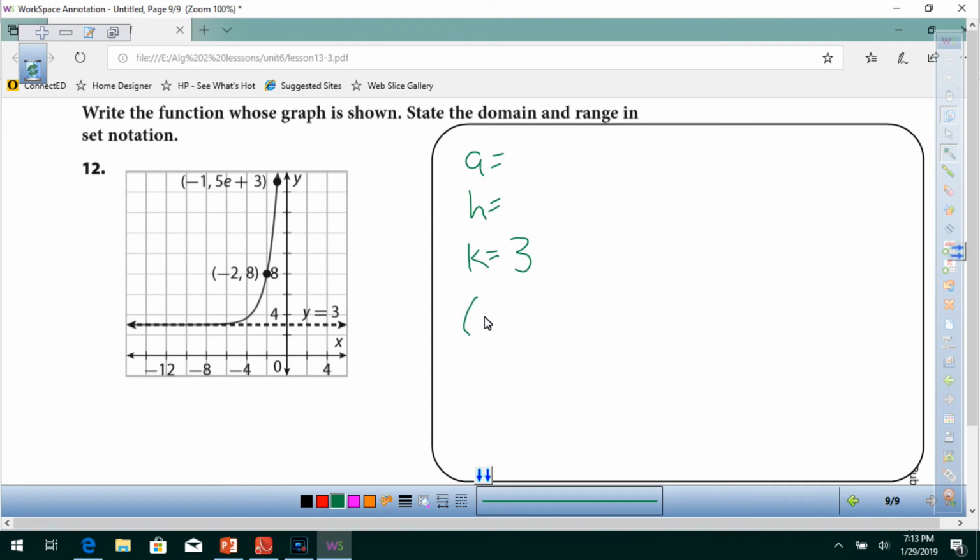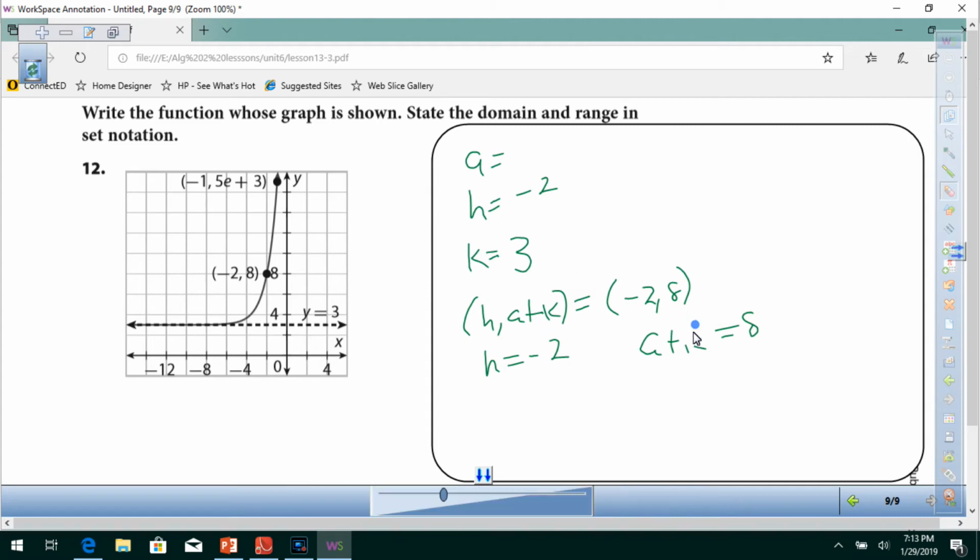All right, and I also know that I have H and then A plus K. That happens to be -2 and 8. Well, that tells me that H is -2. Remember, that's the one that's closest to the asymptote. And I know that A plus K equals 8. Well, K is 3. We got that already, so we subtract 3, and we get A is 5.